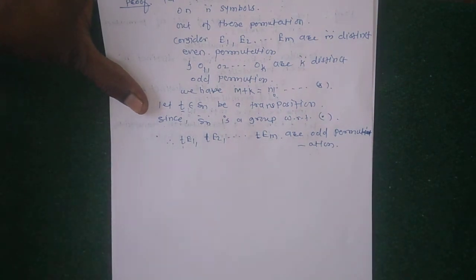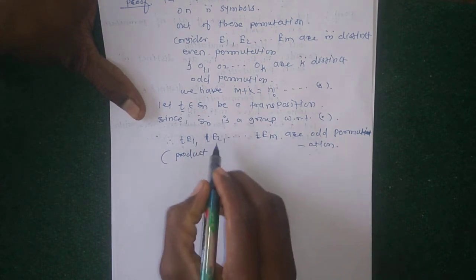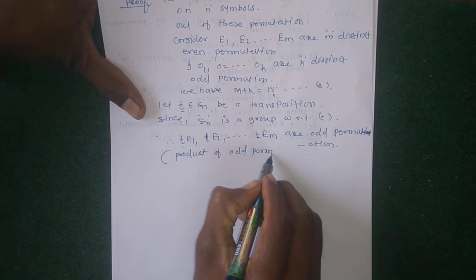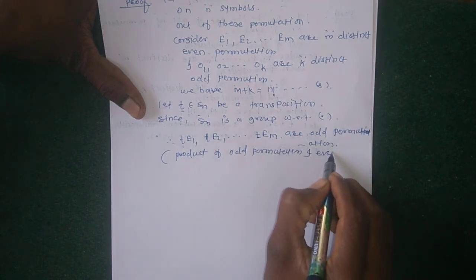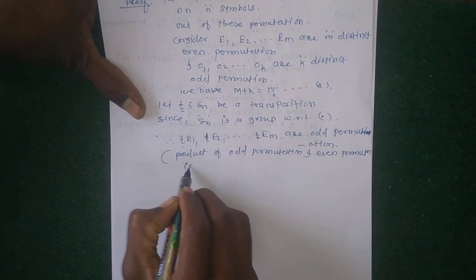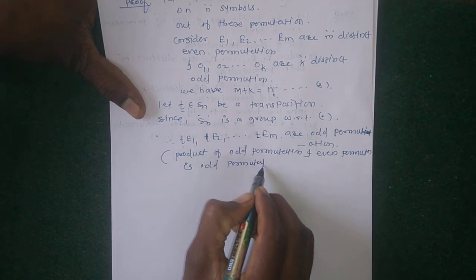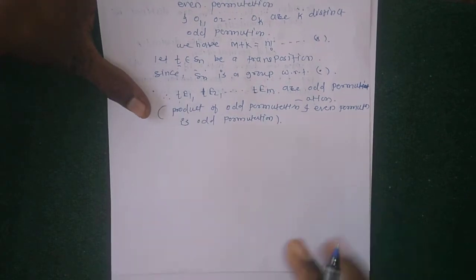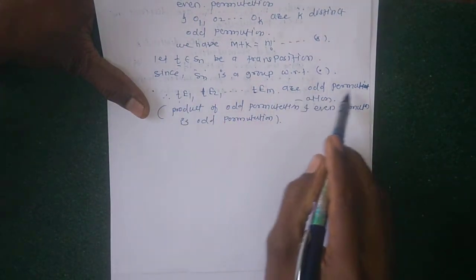So the product of an odd permutation and an even permutation is an odd permutation, and the product of an even permutation and an odd permutation is an odd permutation. So this is all distinct odd permutations.